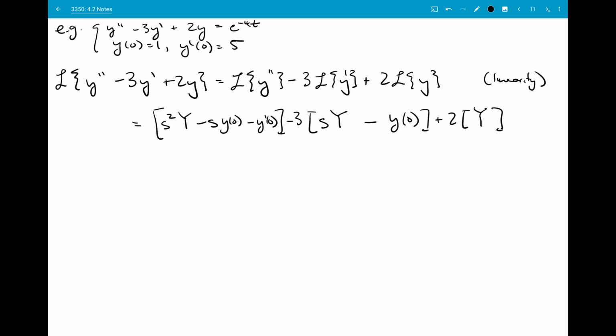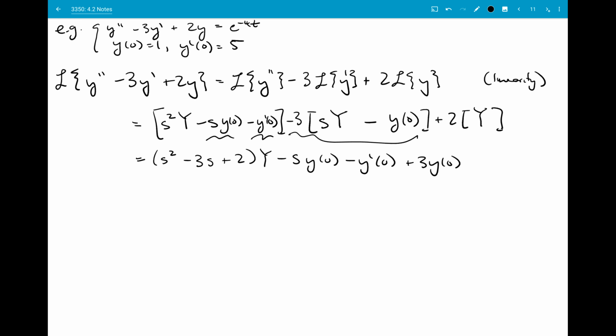So then if I go ahead and think, eventually I'm going to be solving for capital Y, so it helps to have everything that's attached to a capital Y together. So that's s squared minus 3s plus 2 times Y, from those terms right there. And then all that's left over is minus s times y of 0 minus y prime of 0 plus 3y of 0 from this term, and that term right there.